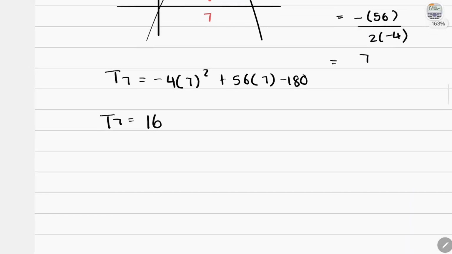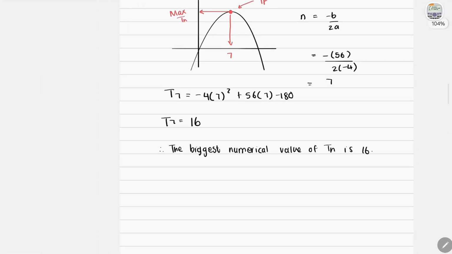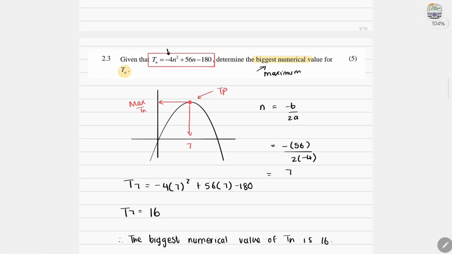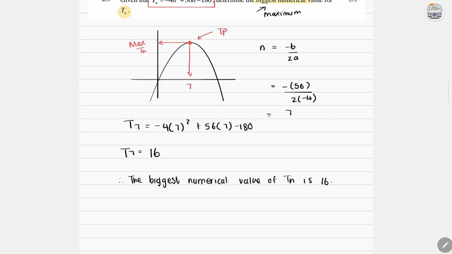And we can just finally conclude that the biggest numerical value of Tn is 16. And that is our answer. Moving on to the next question.